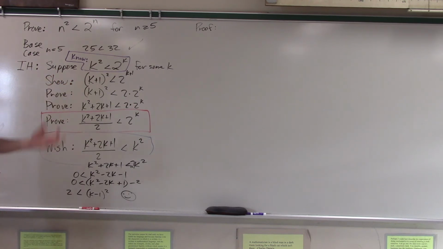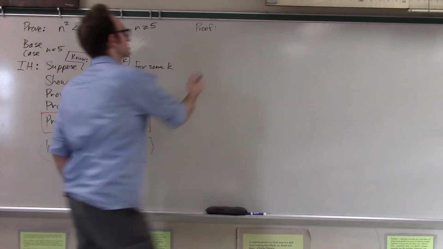Okay, how do I prove the wish? What does the whole entire wish depend on? 2 is less than (k minus 1) squared. Right, but it depends on using what? What's the only thing I know? That k is greater than or equal to 5. So I start with that.